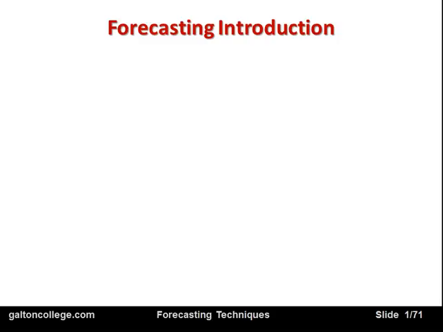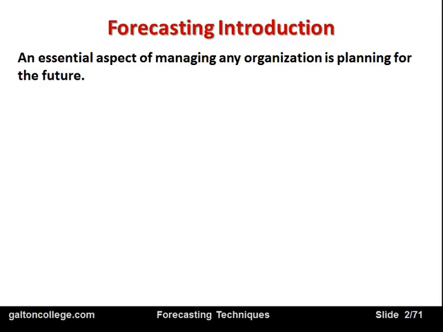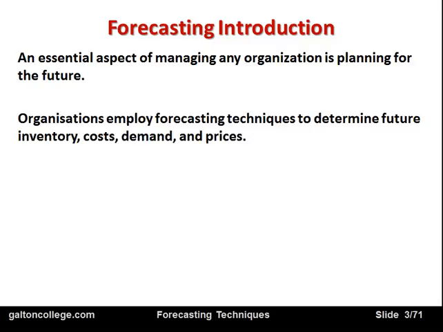In this session we're going to look at forecasting. An essential aspect of managing any organization is planning for the future. And in order to plan for the future effectively, decision makers rely on forecasting techniques to help them in the decision-making process. Organizations typically employ forecasting to look at areas such as inventory, costs, demand and prices.